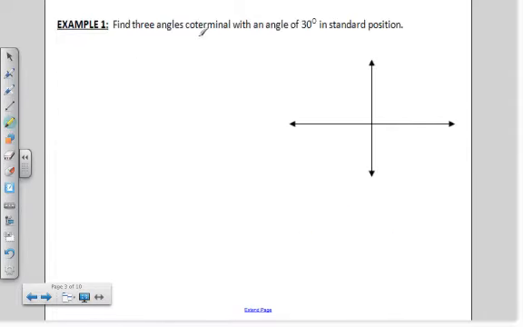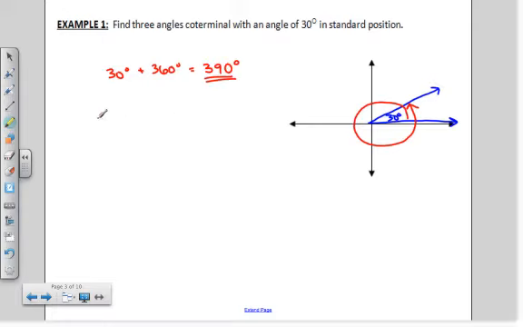Okay, so let's find three angles coterminal with an angle of 30 degrees in standard position. So first we want to draw our 30-degree angle, and there is our angle. Probably the easiest way is to just do one complete rotation of the 360 degrees plus the 30 degrees it takes to get back to the original ending place. So we would write that as 30 degrees plus 360, which is 390.